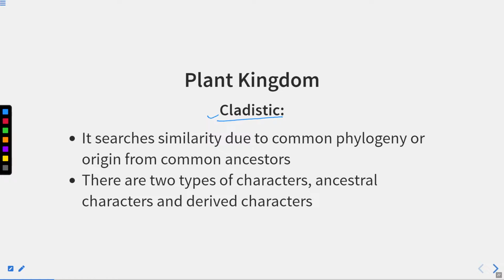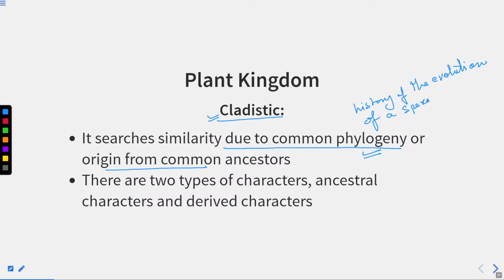And the fourth thing that we are considering is cladistics. It searches for similarity due to common phylogeny, or origin from common ancestors. So what is phylogeny? Phylogeny is the history of the evolution of a species or a group, especially in reference to the lines of descent and relationships among a broad group of organisms.